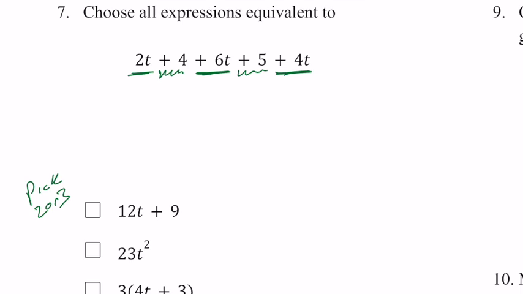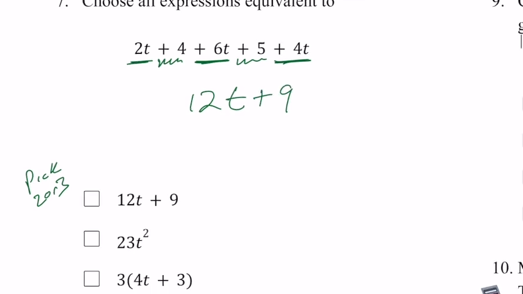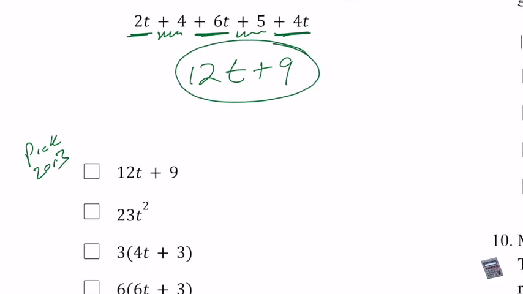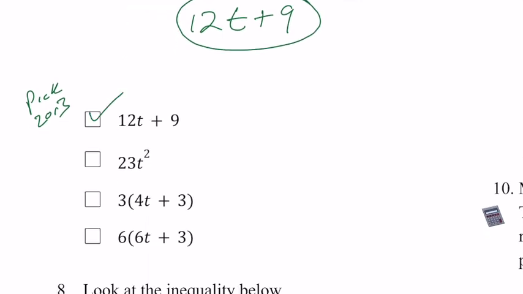So let's look at this. I got 2 plus 6 is 8. 8 plus 4 is 12T. Then I have a 4 plus 5, which is 9. So which one of these is going to equal 12T plus 9? Hey, look, I just got one of them. Is this 23T squared? Yeah, nah, I don't know where they got that from.